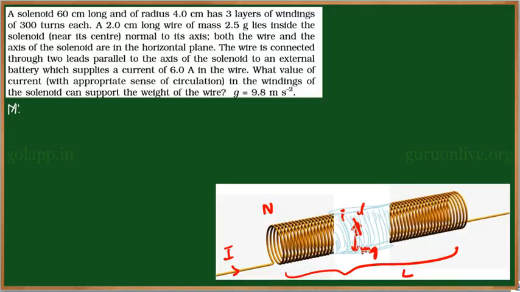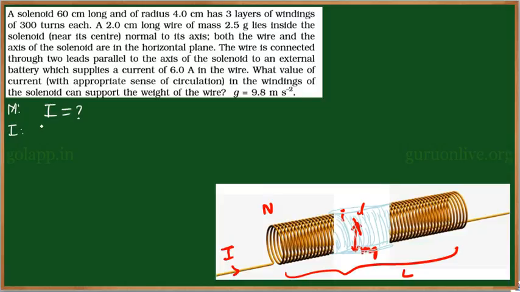This gravitational force is balanced by the electromagnetic force due to this solenoid. We need to find out the current which is flowing in the solenoid, due to which the field is opposing the falling of this copper wire. So the current flowing in the solenoid we need to find out, that is our motive. Now come to the investigation part.